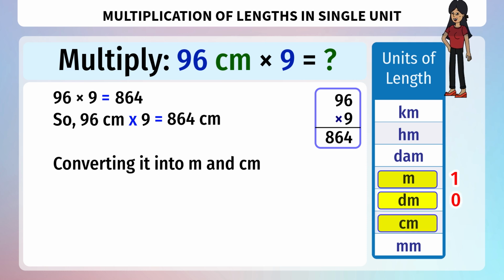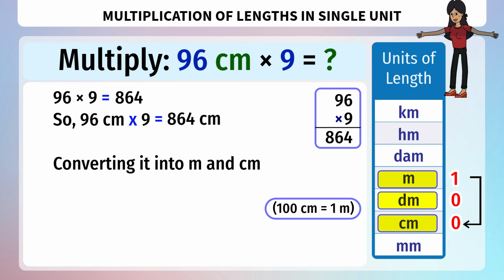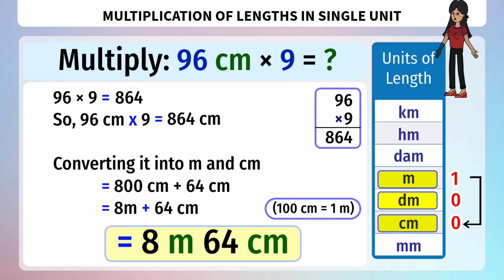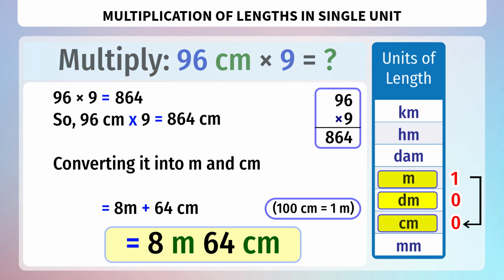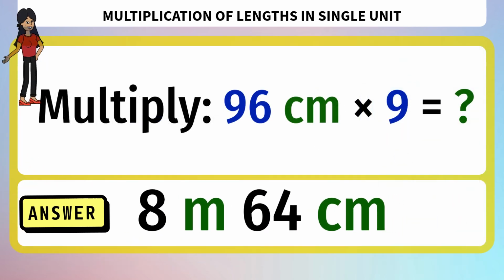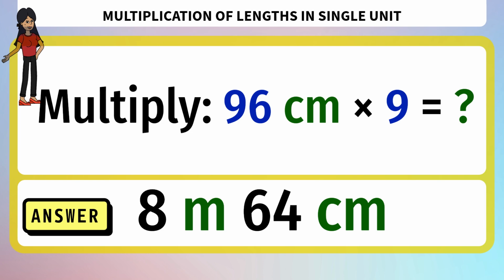We can convert the answer into meter and centimeter. 100 centimeters equals 1 meter. So we get 864 centimeters equals 8 meters and 64 centimeters. The answer is 8 meters 64 centimeters.